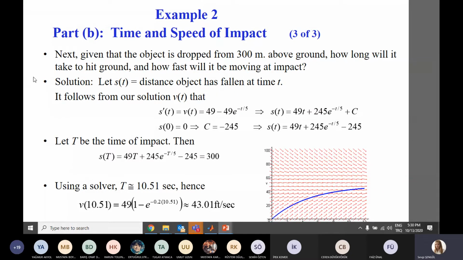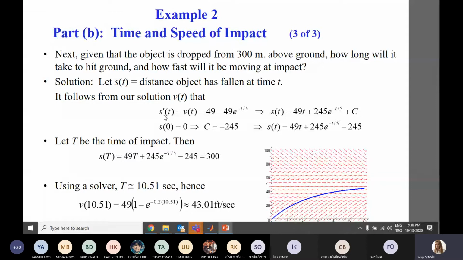For example, given that the object is dropped from 300 meters above ground, how long will it take to hit the ground and how fast will it be moving at impact? So now the initial position is 300 meters above ground. Okay, you know that, but what you know is the velocity function. But if you know the velocity function, you know how to write this in terms of the position, because you know that the position's derivative is the velocity.